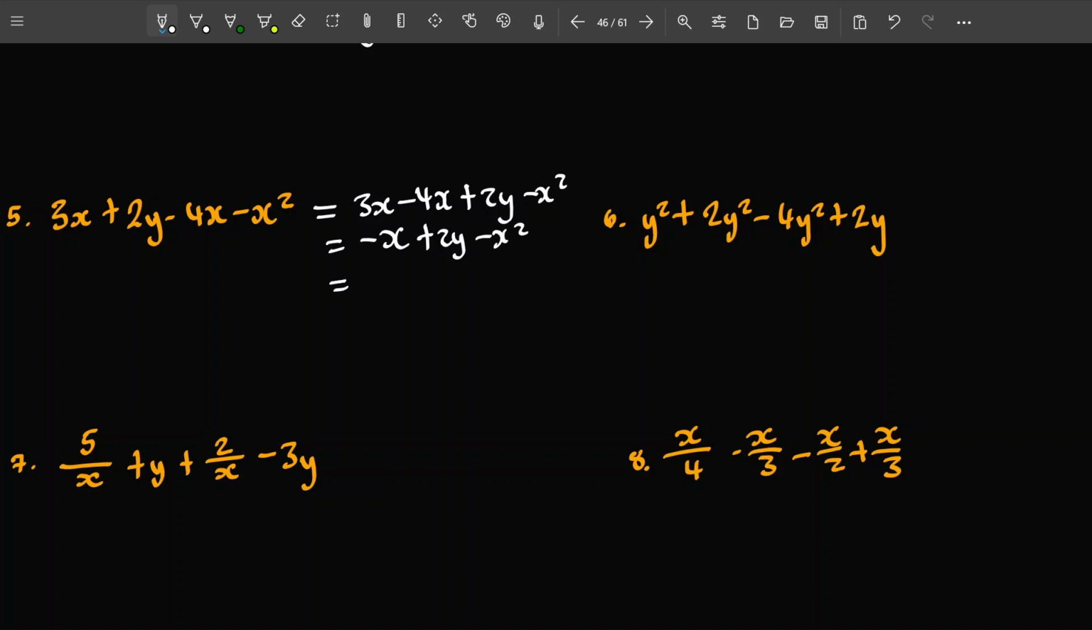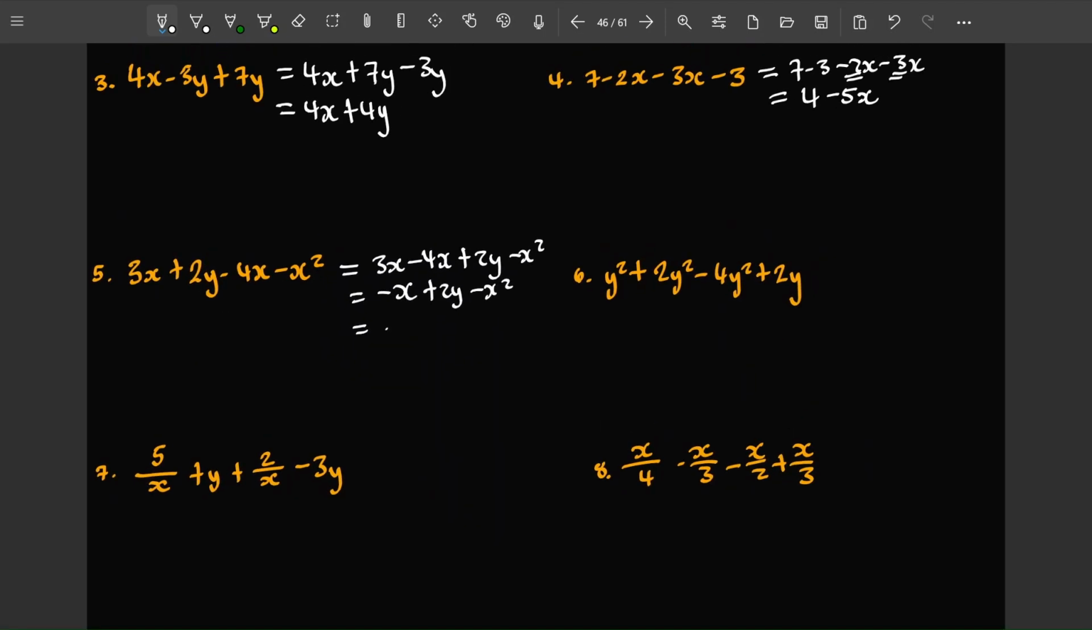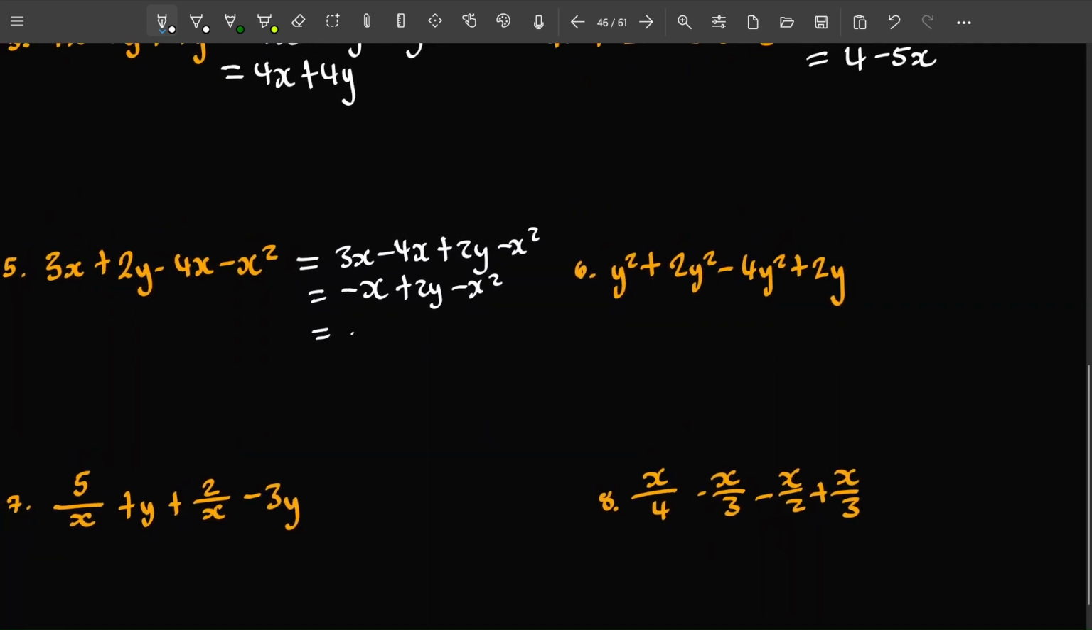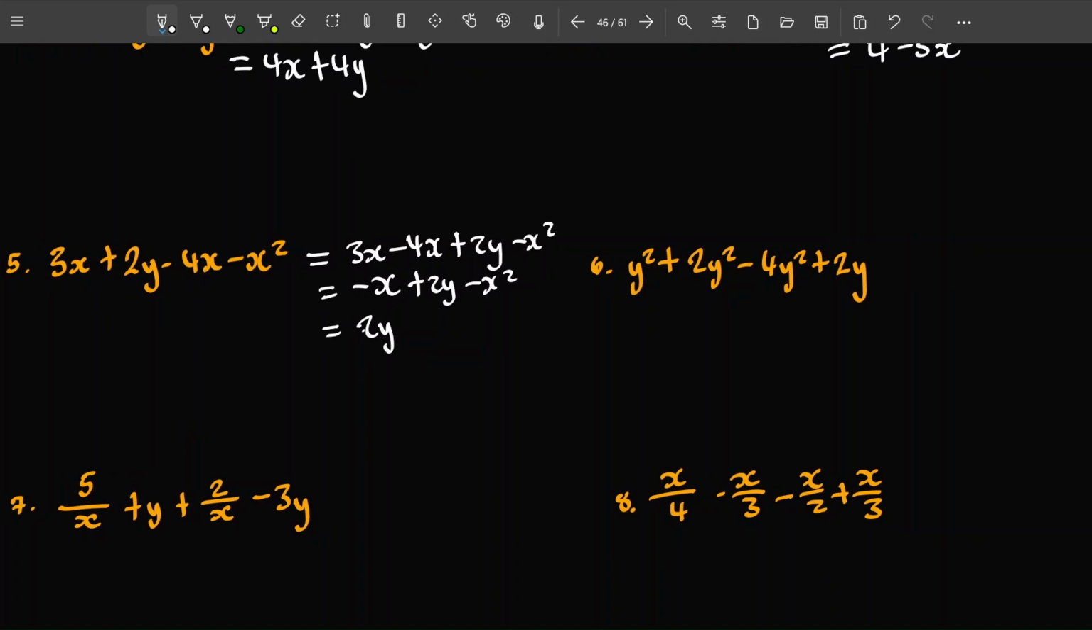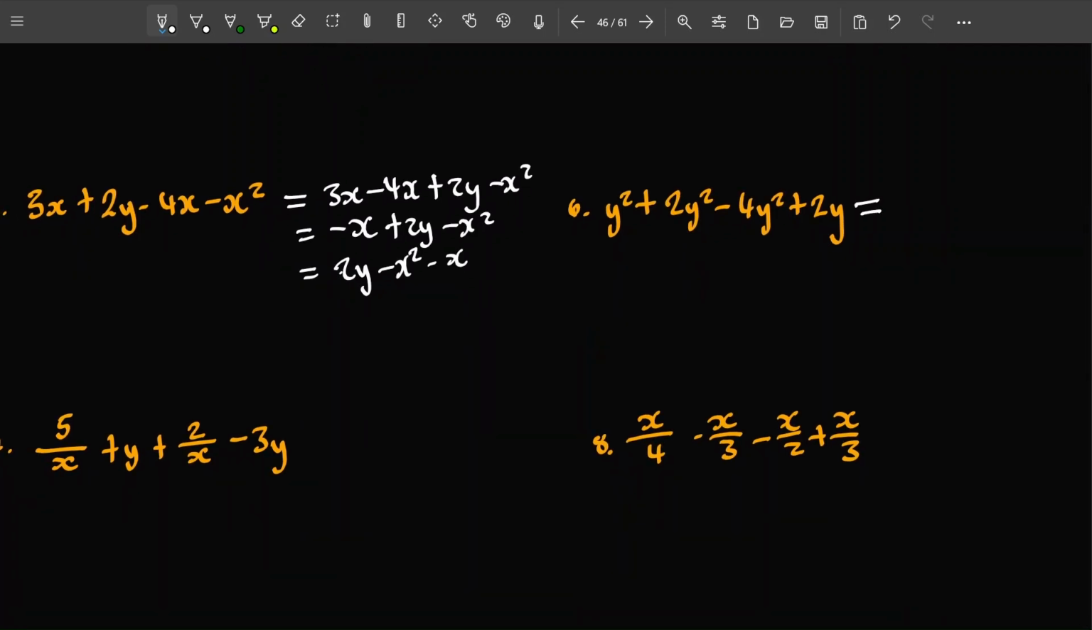So if I want to rewrite, I could start with the positive things. I always like starting with positive numbers. So what am I going to do? I'm just going to say I start with 2y, then I say minus x squared, then minus x. Okay, I'll start with x squared just to respect it, but it's nothing. Then I go to number 6.